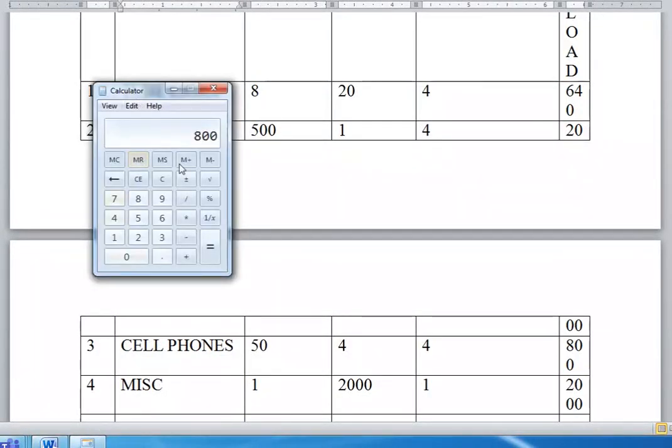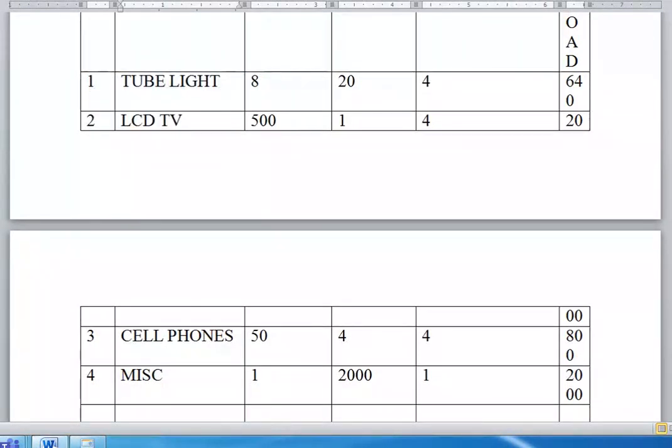I'm calculating the total load now. First has come 640 plus this 2000, plus this 800, plus this 800, plus miscellaneous 2000. So this has come to 5440. Let us put, from the safety point of view, 6000. Nothing will happen to us. If you are going for 6000, nothing will happen to it.